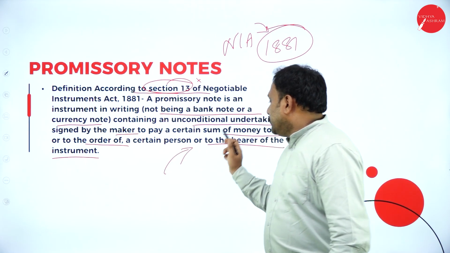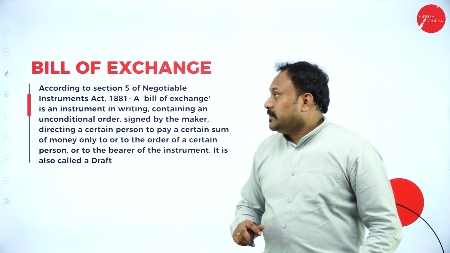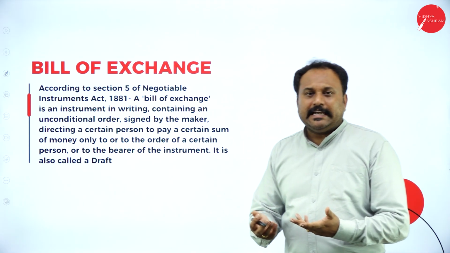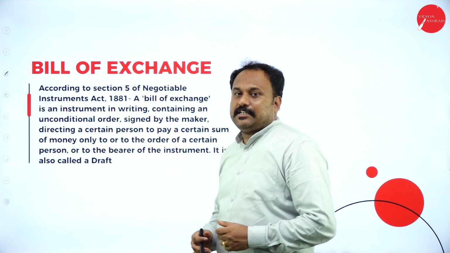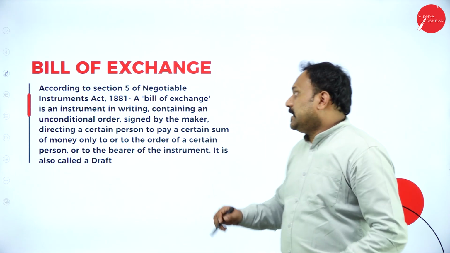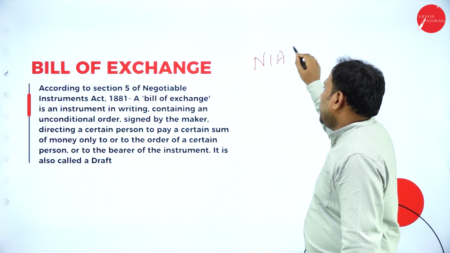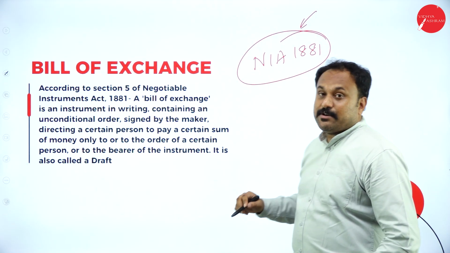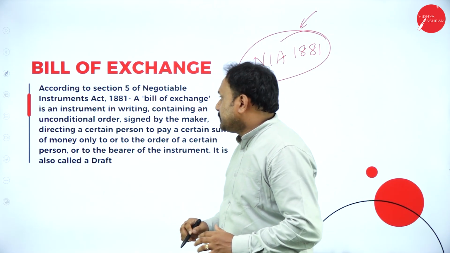To a person, to the bearer they are supposed to give. So that is promissory. Next is bills of exchange. Again, the bills of exchange, if you go with it, we have that NIA 1881. Why am I writing this many a times? Because I want you people to remember this.